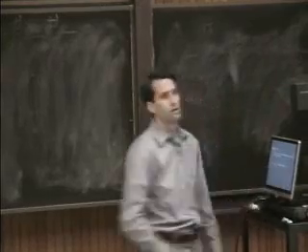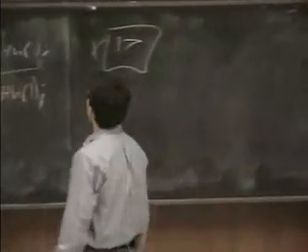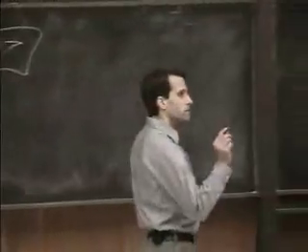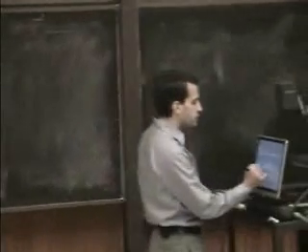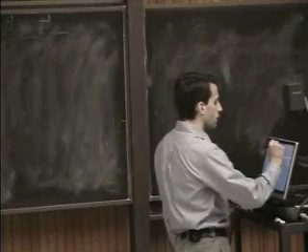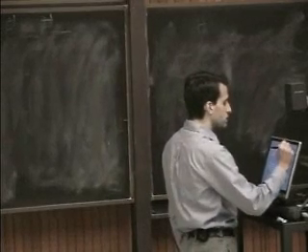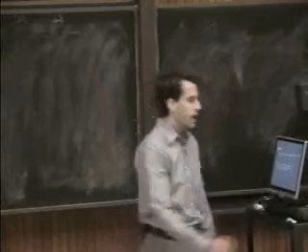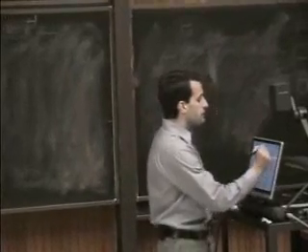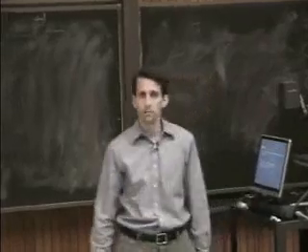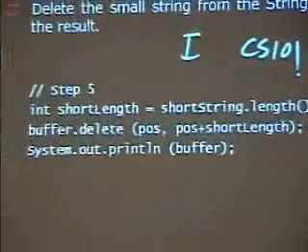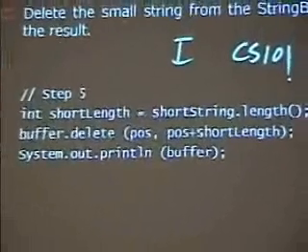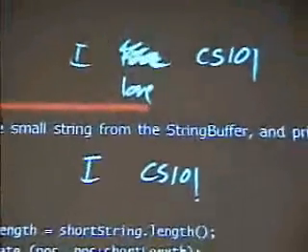So now we have a position integer. We're going to remove that short string from the middle of the long string. So if the long string was "I love cs101" and the short string is just "love", it's going to delete that from the middle of the string buffer so that the resulting thing is just "I cs101". Okay, that example doesn't make perfect grammatical sense, but you get the idea. And that's calling the delete method.